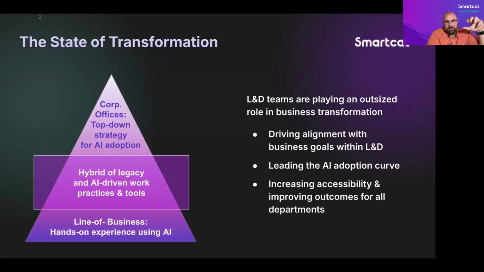It's this top down, bottom up, and we're right in the middle right now where we're seeing this hybrid of legacy products. We're seeing the old ways being combined with this kind of futuristic AI driven work where we're utilizing new practices and tools. And what is the really cool thing is that L&D is really playing a huge role in this. We're seeing L&D drive alignment with the business goals, and we're seeing them really kind of lead out in a lot of the adoption curve for AI, which ultimately tells the story around being able to improve outcomes and move at a much faster pace.